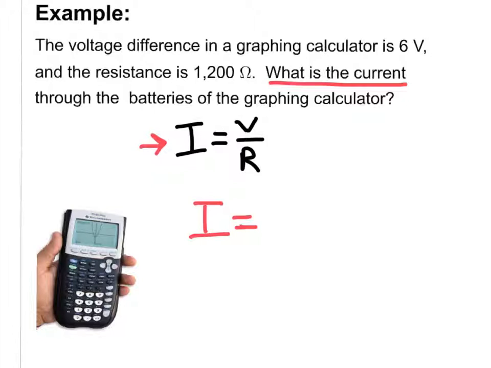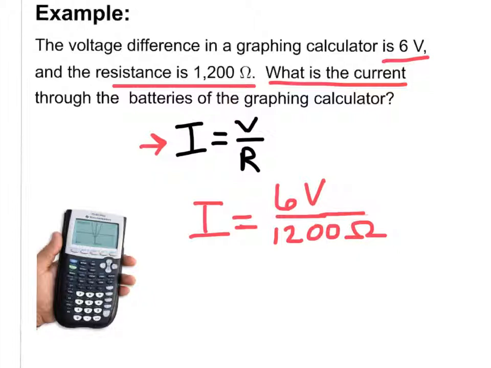We know that the voltage difference is 6 volts. We also know that the resistance is 1200 ohms. So this is pretty easy. When we plug that into our calculator, we get 0.005 amperes. Remember, we measure current in amperes.